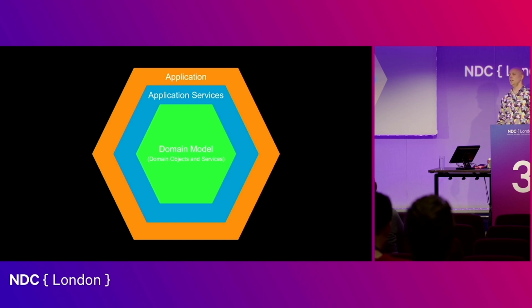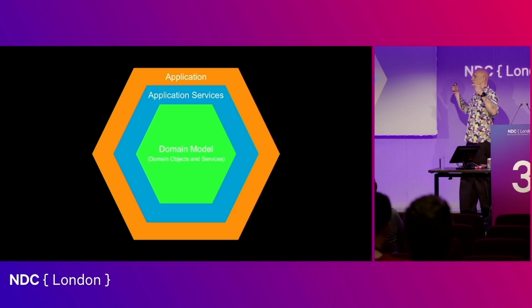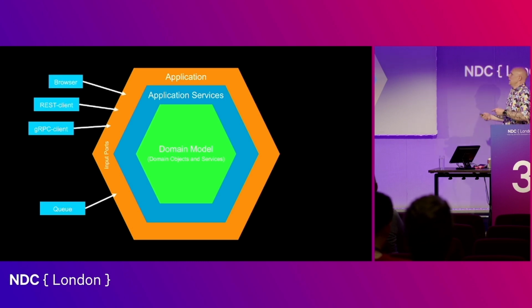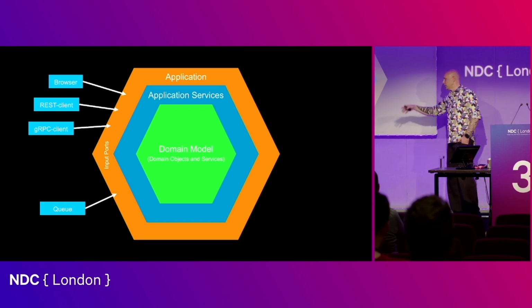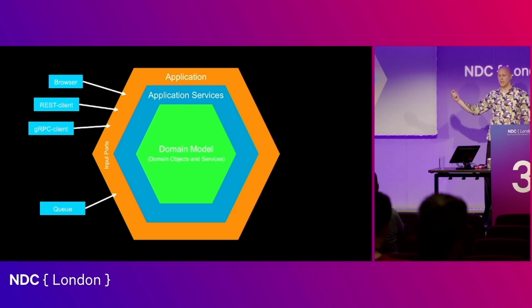And the idea here is that we don't think of it as layers going from top to bottom, we think of layers going inwards instead. So you have an application, and inside the application you have application services, and the application services talk to the domain model, and you only talk inwards. Then you create inputs in different ways. They are on the left side of a diagram like this. So you can have a browser or a REST client or a gRPC client or potentially a queue or an email or whatever, something going into the system.